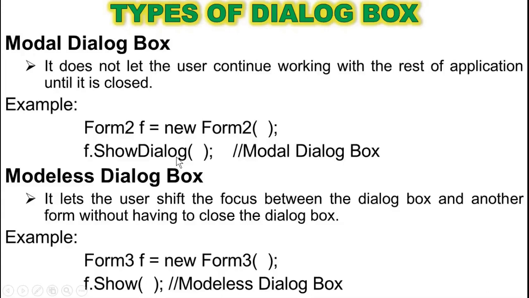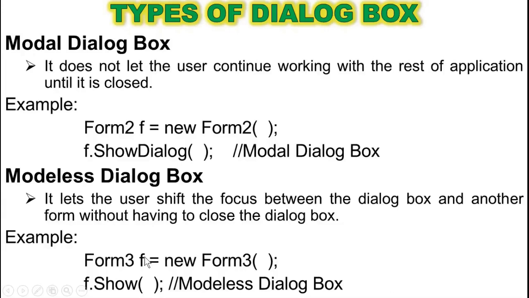dialog window. On the other hand, the modeless dialog box lets the user shift the focus between the dialog box and another form without having to close the dialog box. The opposite of a modal dialog box is a modeless dialog box. If the window appears as a modeless dialog box, we can switch from one window to the other without closing that modeless dialog box.